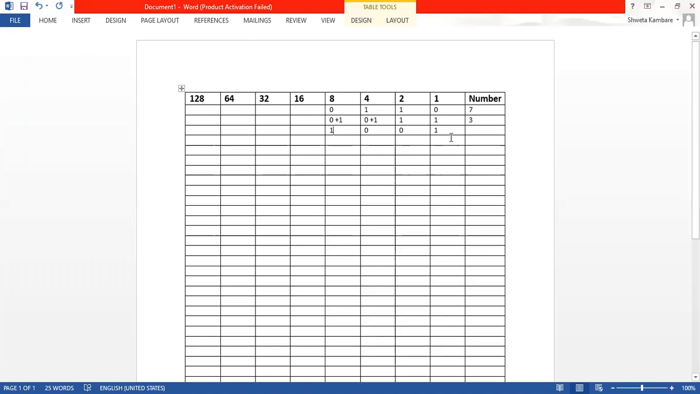Okay, sorry, this is 6. Okay, this is 6. 0, 1, 1, 0. I forgot to make this 0. So let's just take this 6 plus 3. And this is equal to 9, as you can see here. 8 plus 1. This is 9. Okay, now let's take another example.